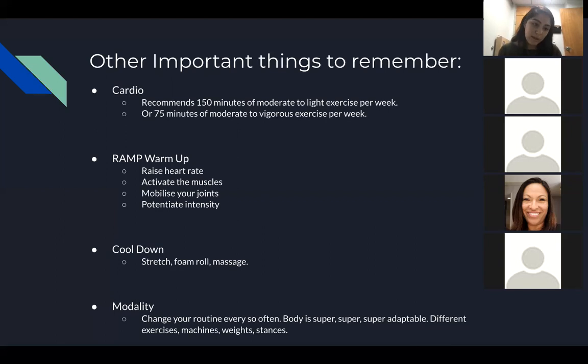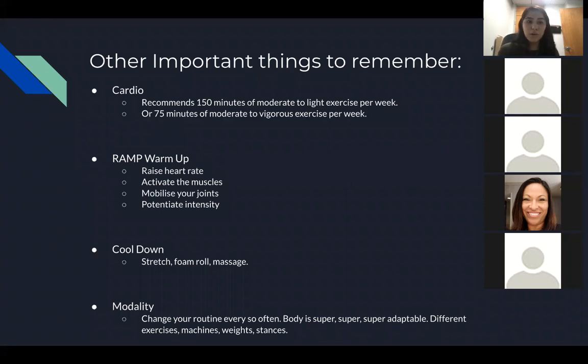And then the last thing is modality. I did want to mention modality. And what I mean by modality is the different variants of exercises that you do. So if you're somebody who does the same routine every day, the chances are it may have worked for you at the beginning, but the body is so adaptable, it gets used to the different stresses that we put on it. So most likely your body's already used to that workout.